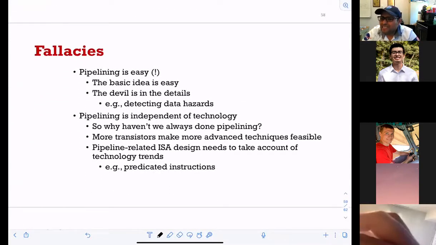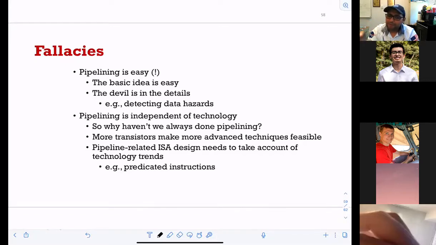Is pipelining easy? The basic idea is very easy, but everybody knows from whatever we learn in our life, the devil is in the details. Because once we start putting our hand on running different scenarios of instructions following each other, we found there is a bunch of what? Hazards.